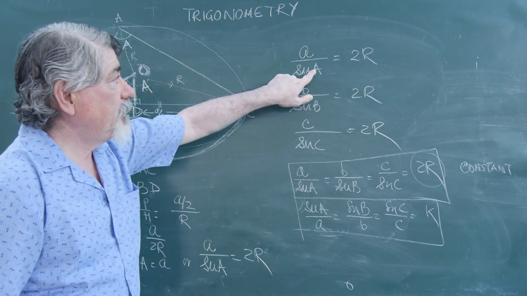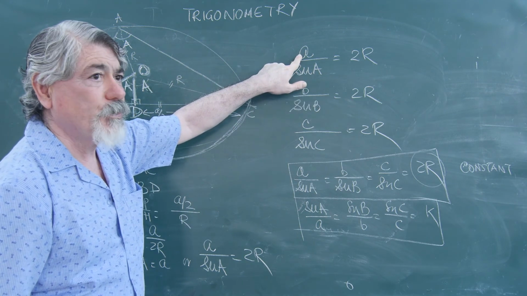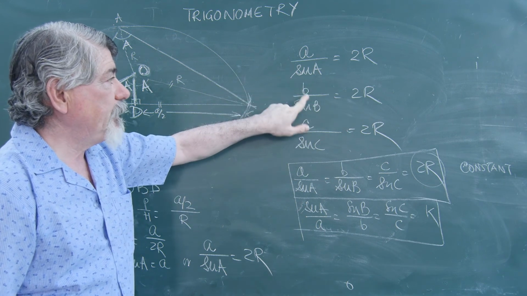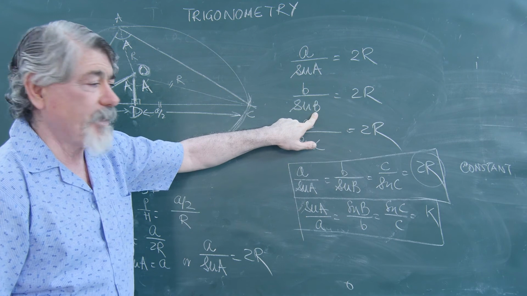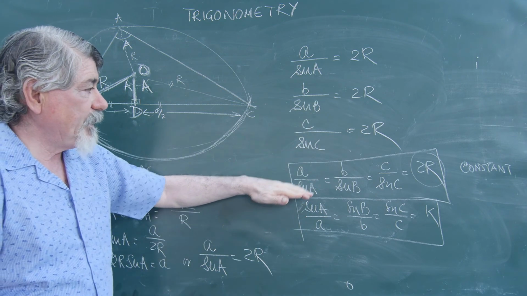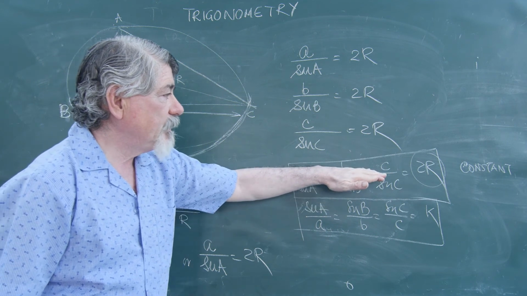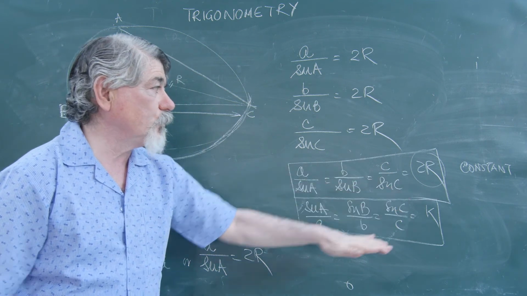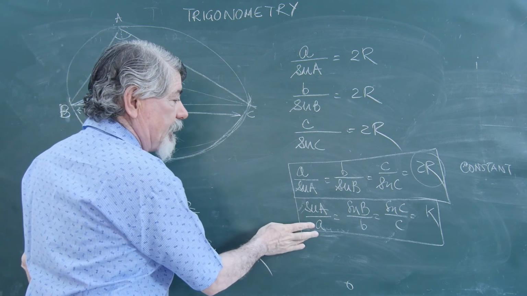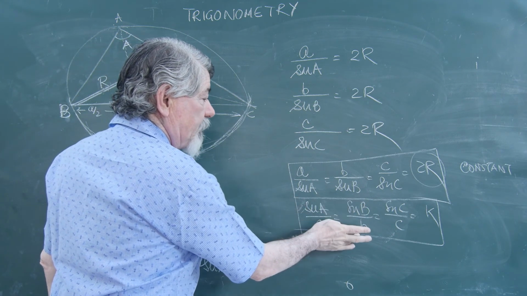If A is here, A is here. If the side is small a, the angle is sine A. If the side is B, the angle is sine B. If it is C, the angle is sine C. So a upon sine A is equal to b upon sine B is equal to c upon sine C is equal to 2R.